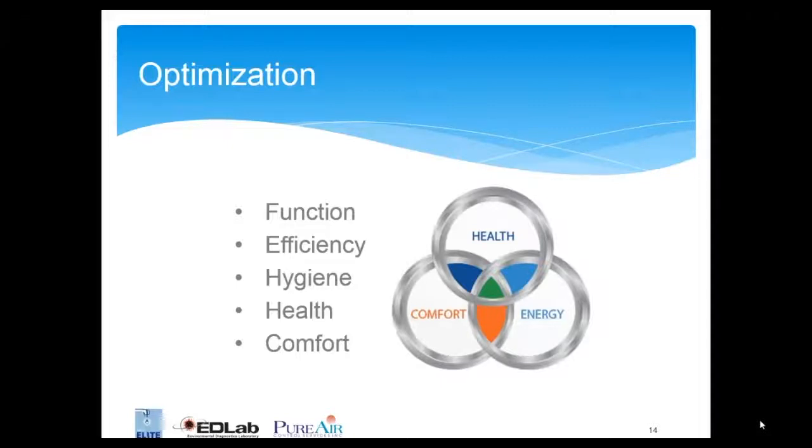Optimization can be summarized as enhancing the function, efficacy, hygiene, health, and comfort of a place. This Venn diagram is explaining that there is some overlapping, and if health, comfort, and energy need to be optimized, then we must pay attention to those points which I was referring to earlier.